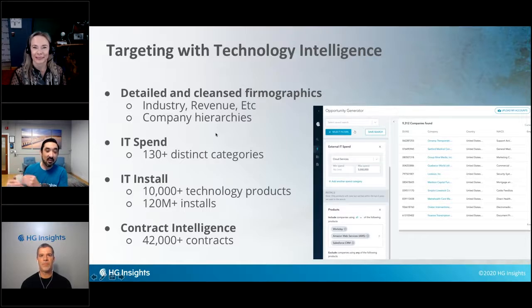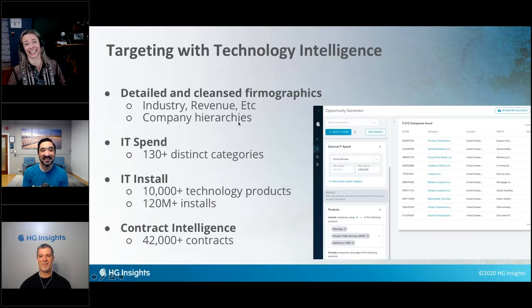And then one step further than that is our contract intelligence, where we're tracking tens of thousands of contracts where we can say, hey, this company is spending this much, they're using these technologies, and they have a contract that's coming up for renewal next April. That's huge intelligence. I think most sales and marketing people are like, wait, if I knew all that information, if I lose this deal, that's kind of on me at this point.